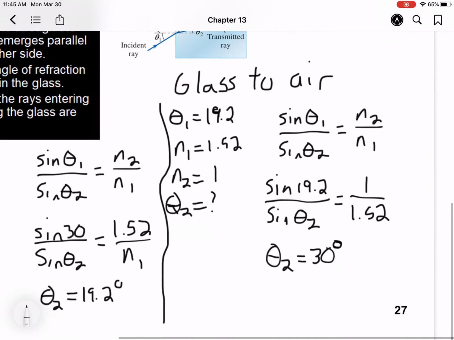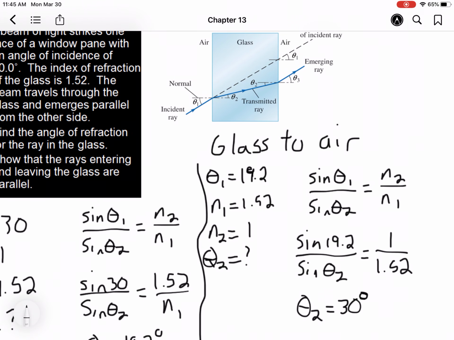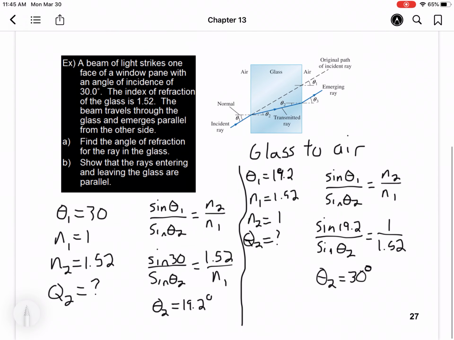So that just proves that whatever the incident ray is, when it leaves, it will still have the same emerging angle. So this initial angle and this final angle are the same. That's all that's proving. Alrighty.